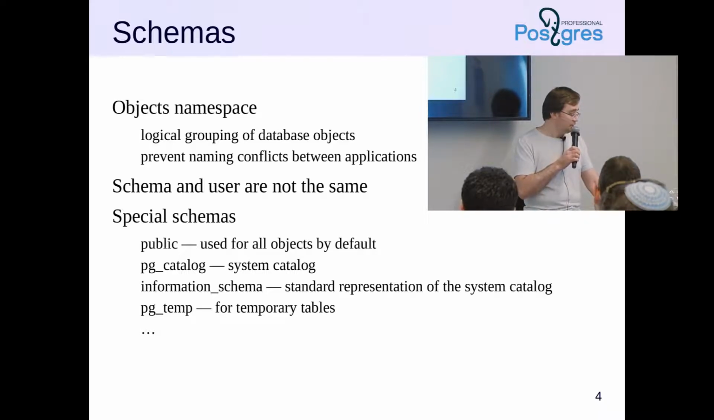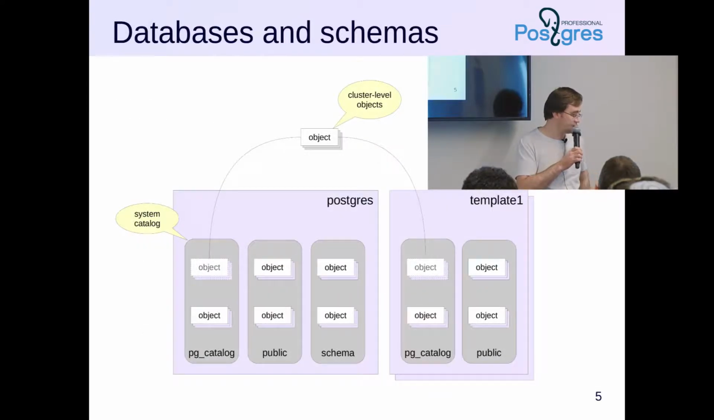So if you have several schemas with objects, we need some way to specify in which schema we want to find our object, and this is done by search path. In this picture a couple of databases are shown. These are schemas, and inside each schema there are some objects.